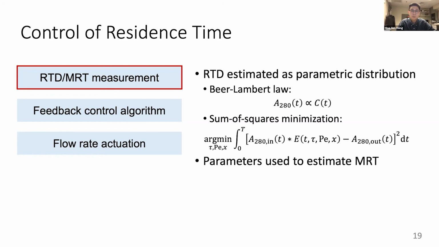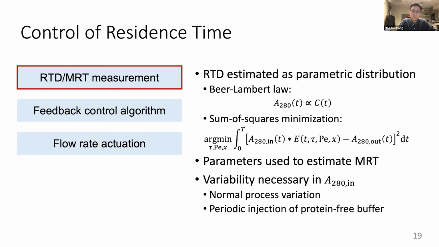So first, measuring minimum residence time directly using tracer experiments is impossible due to the small fraction value and inline sensor noise. To overcome this lack of observability, the residence time distribution was estimated as a parametric distribution, which can then be used to determine the minimum residence time. Using the Beer-Lambert law, the absorbance that we measure is directly proportional to the concentration. So the parameters for the residence time distribution model can be calculated through the given sum of squares minimization problem.